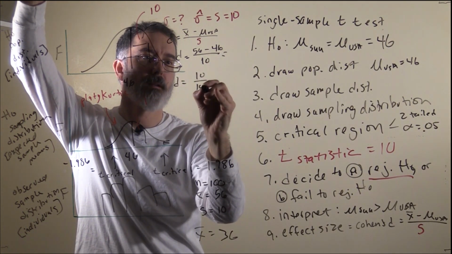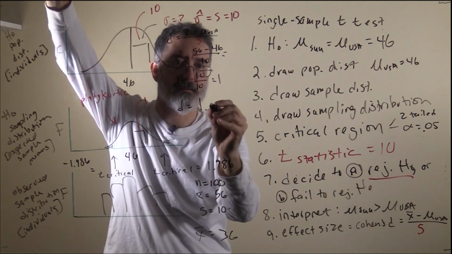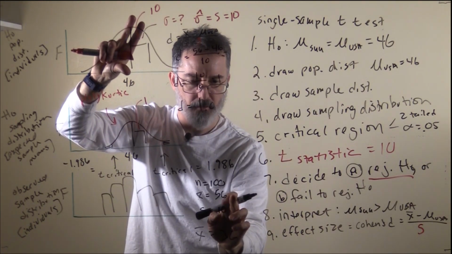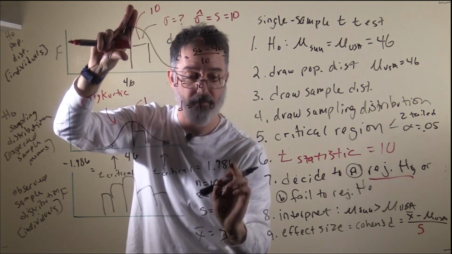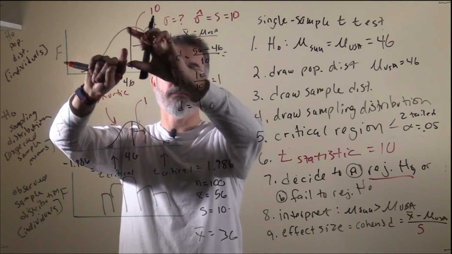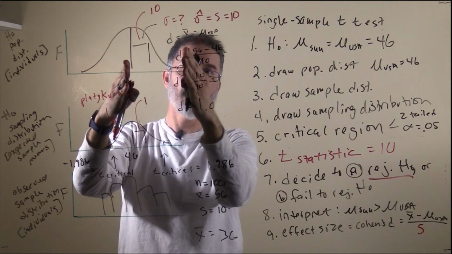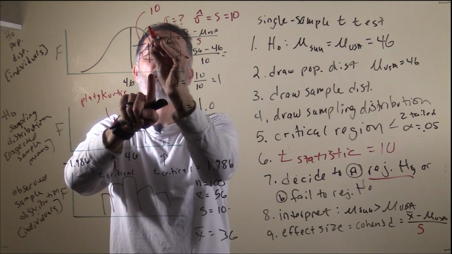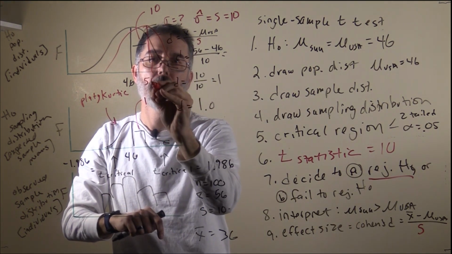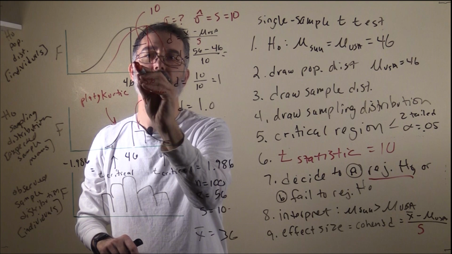So 10 on the top, 10 on the bottom. So our Cohen's d is 1. So this means that our best guess is that using our sample mean as a point estimate of our population mean for SUU students, their mean is 1 standard deviation over on this distribution. So our best guess is that this is where the mean of SUU students is. It's 1 standard deviation over.